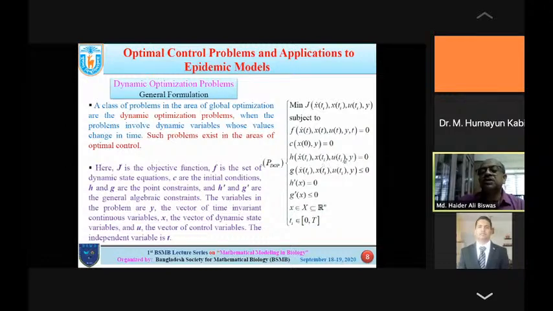So this is the point constraint, and H prime and G prime are the algebraic constraints. So all these conditions are satisfied over time; this is the dynamic optimization problem. The major factor here is U. If U is involved in the dynamic optimization problem, then this type of problem looks like the optimal control problem. But when U is absent, this is a dynamic optimization problem, but not an optimal control problem. So here, this is the basic difference.